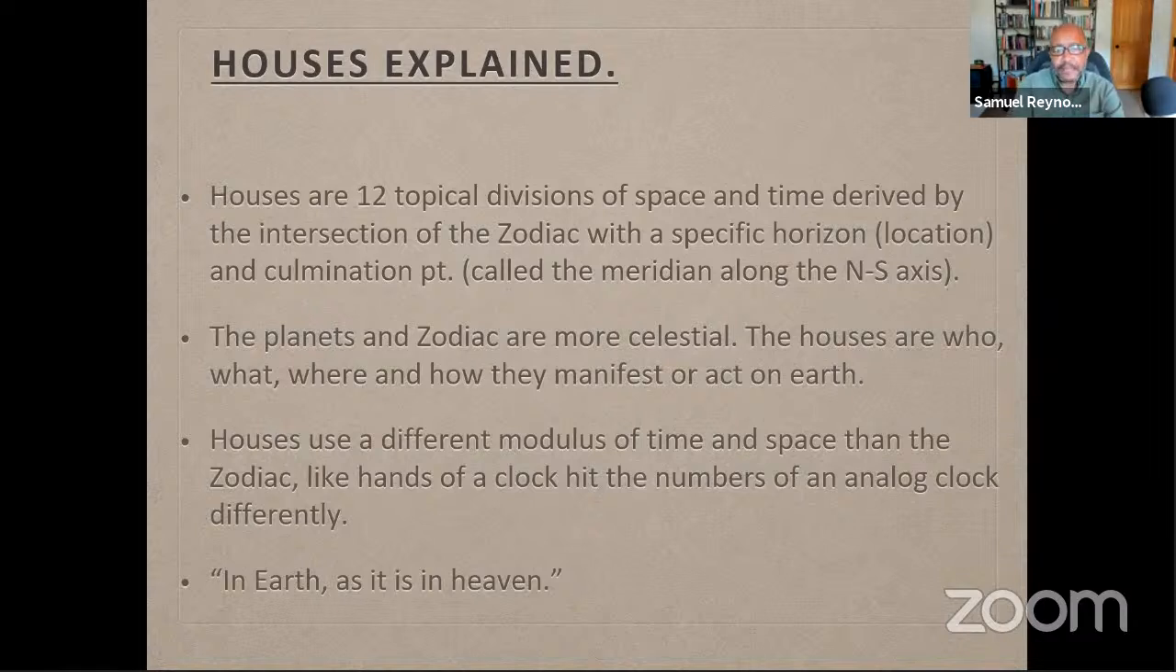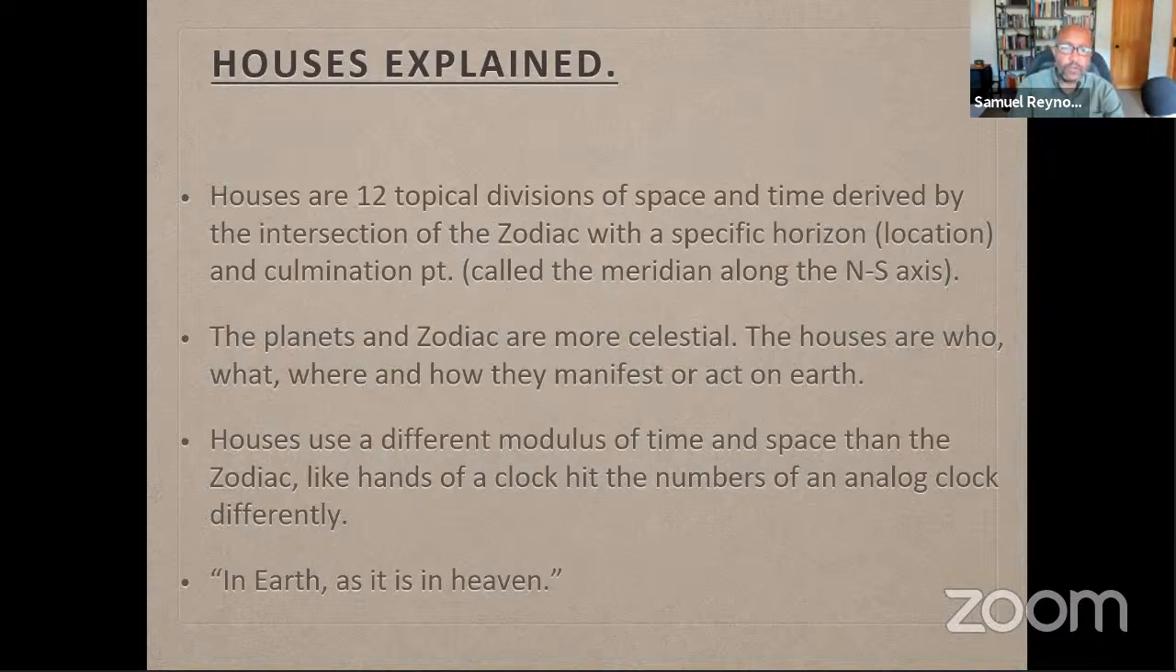So the planets in the zodiac, the 12 signs of the zodiac, are more celestial. This is important to grasp because, even though there is a tie between the zodiac and the houses, the houses are not the same as the zodiac. Often students will collapse the two, like the first house equals Aries equals Mars, and that will confuse you. It's not that it's completely wrong. It's more so where it collapses too much.